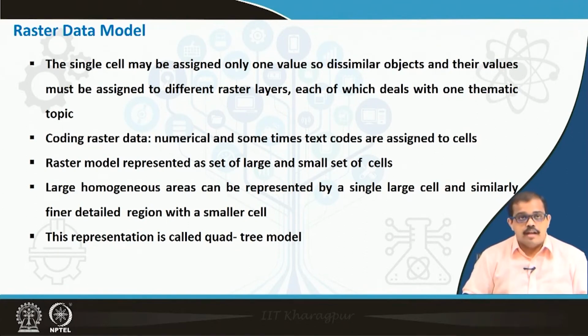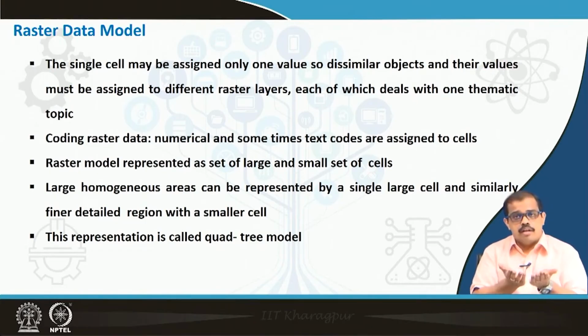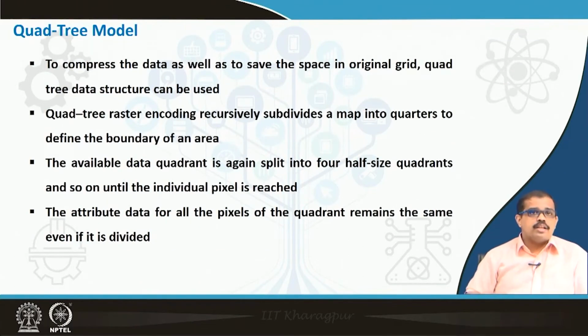We will see how it is done, but as of now, when you look at a raster data model, it can be numerical, it can be some type of text codes, and it must be assigned to different raster layers. For example, if you have a number of layers, each of these layers represents some dissimilar values in the entire real world model. I did show you this in the previous class. The quad tree is extremely good in terms of compressing the data as well as saving space in the original grid.